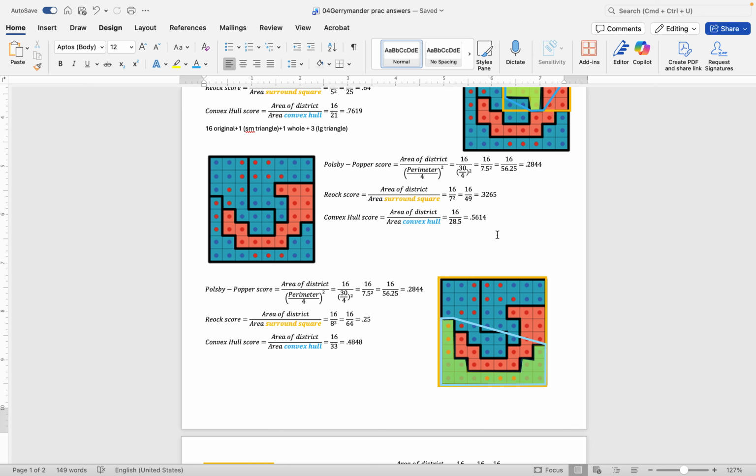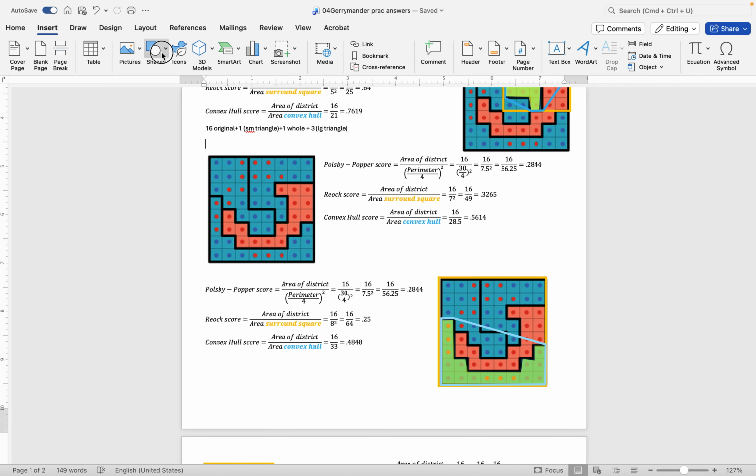Okay. Now with Reock, we need to surround this orange thing with a square. I can definitely see it's very stringy, so let's see how tall is it. It starts here, 1, 2, 3, 4, 5 squares tall. And it is 1, 2, 3, 4, 5, 6, 7 squares wide. So we are going to need to use a square that is 7 by 7 to surround it.